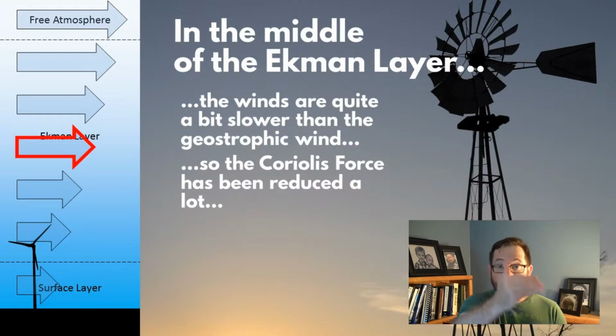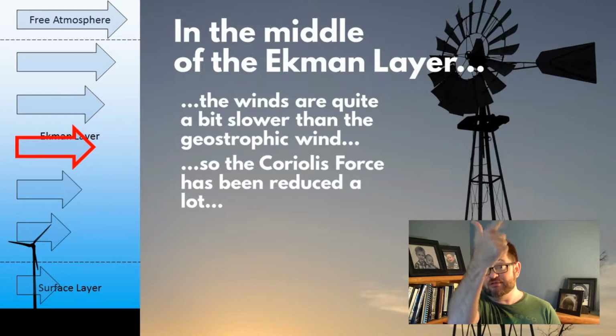Okay? On the other hand, if we went to a height more towards the middle of the Ekman layer, which I have highlighted there in red, well, here those winds are actually quite a bit slower than the geostrophic wind up there in the free atmosphere. You can see its vector is a whole lot shorter.